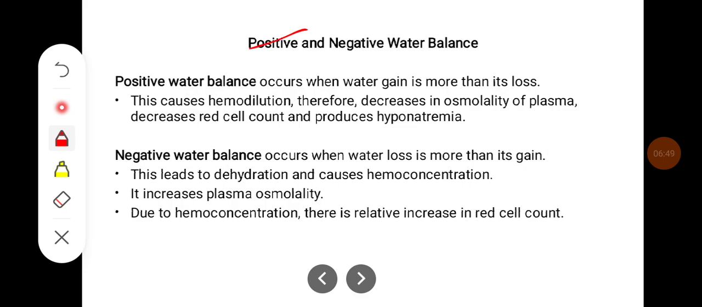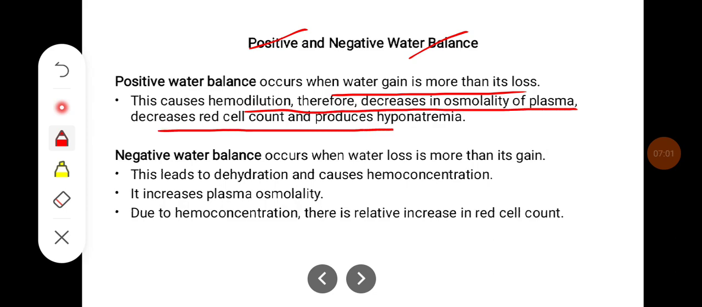What is positive and negative water balance? Positive water balance occurs when water gain is more than its loss. This causes hemodilution, therefore decreases the osmolality of the plasma, decreases the red cell count, and produces hyponatremia.